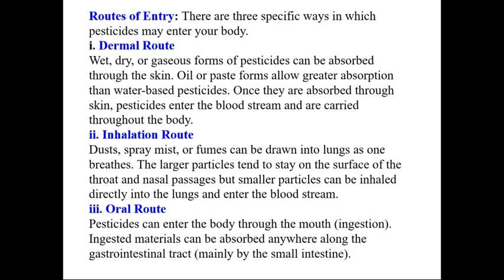So how does the pesticide enter either the human body or the insects? If you look at how it is toxic to humans, one is through the dermal route. That is, you have the wet, dry, and gaseous forms of the pesticide, and they can be absorbed through the skin. And the oil-based pesticides are absorbed more than the water-based. Once they get in through the skin, they enter the bloodstream and are carried throughout the body.